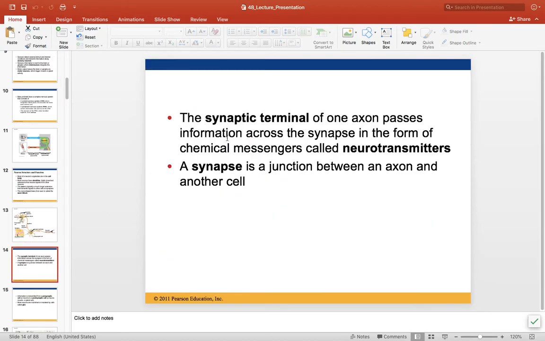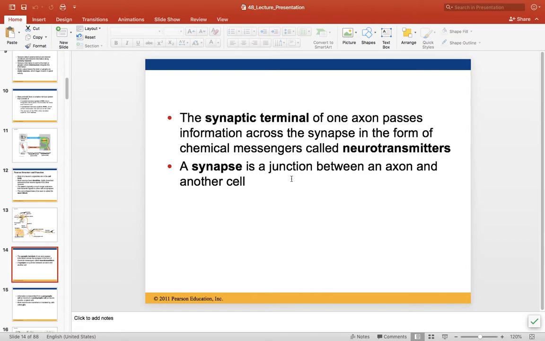All right, now the synaptic terminal, which is the end of the axon, passes information across something called a synapse, which is a gap between the two cells. They're not physically touching each other. And it's going to send that information across that gap in the form of chemical messengers called neurotransmitters. We've talked about these before.